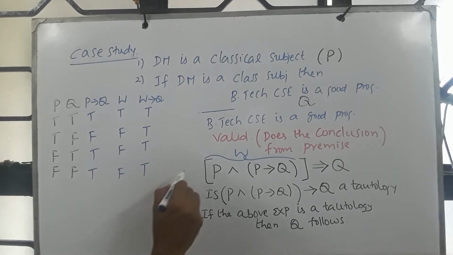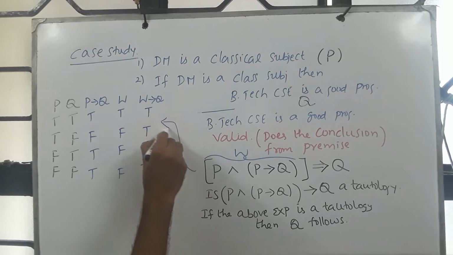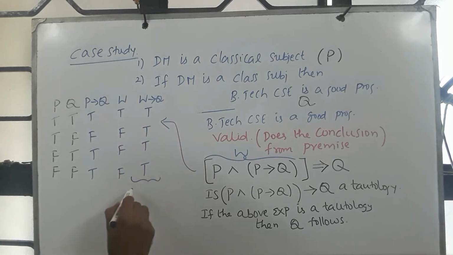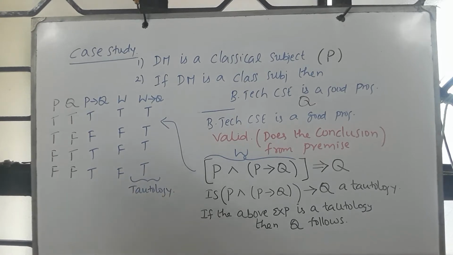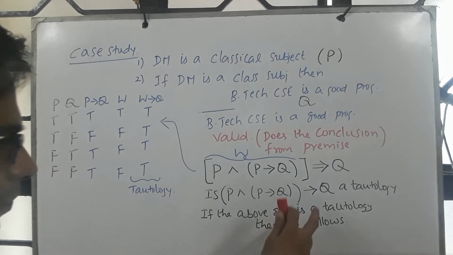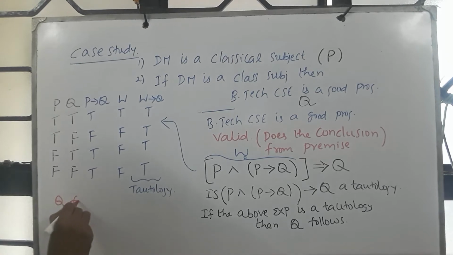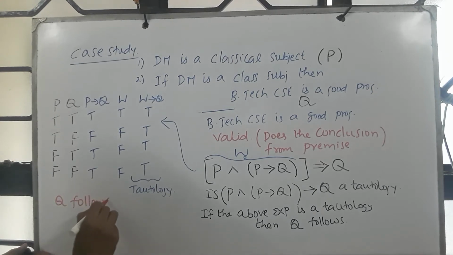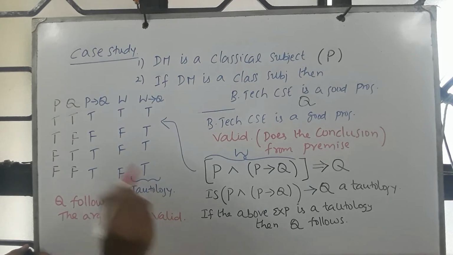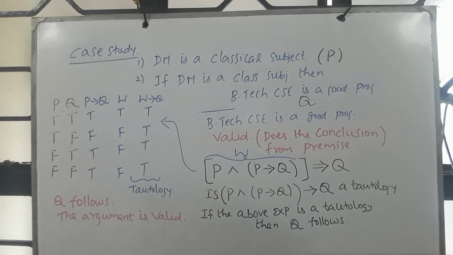So it tells you that this expression is a tautology. So what is this telling me? I can conclude Q. So Q follows. The argument is valid. So this is our objective.